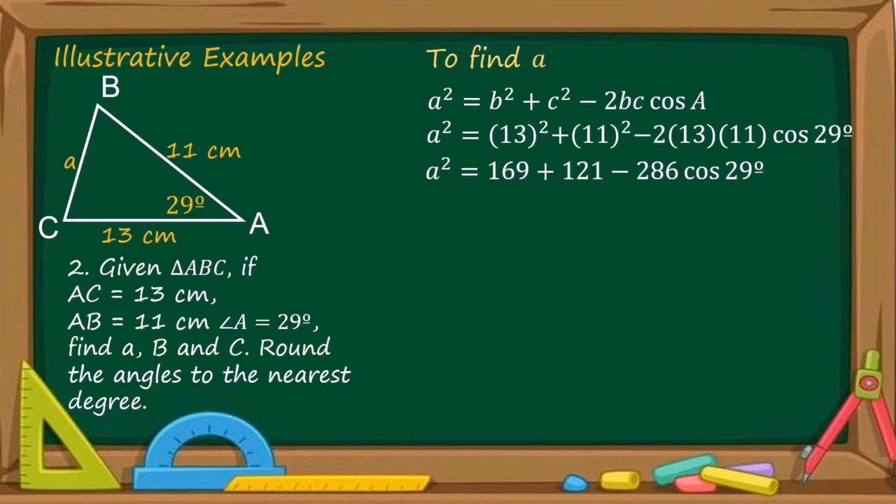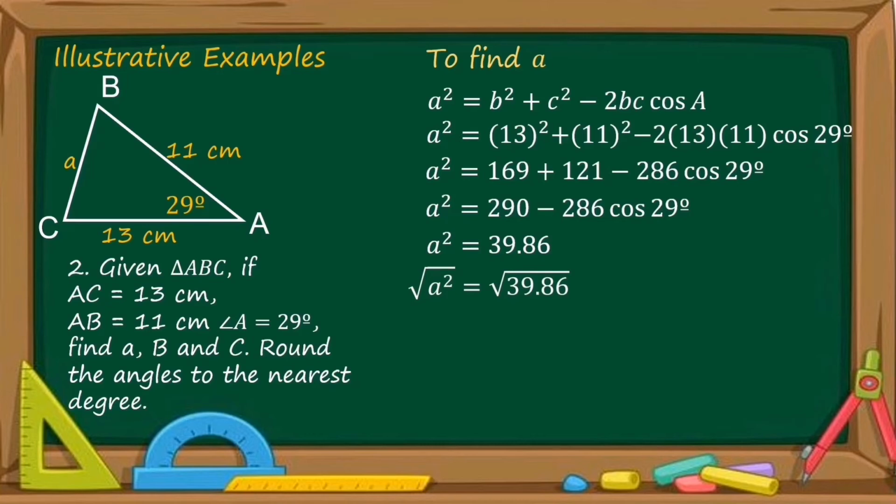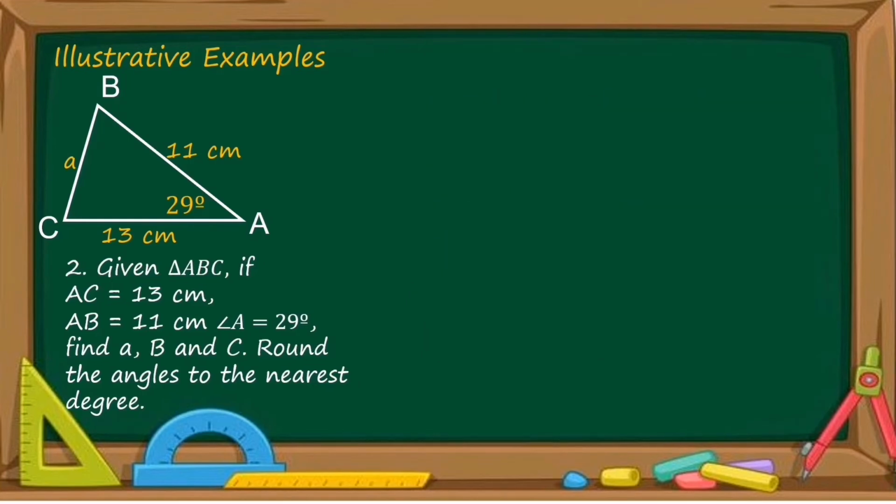Combining 169 and 121, it will become 290. So our equation is a squared is equal to 290 minus 286 cosine 29 degrees. Using our scientific calculator, the value of the right side is equal to 39.86. Extracting the square root of both sides of the equation, the value of a is equal to 6.31 centimeters. Since we have already the measure of the side opposite angle A, which is 6.31 centimeters, we can now proceed in finding the measure of angle B.